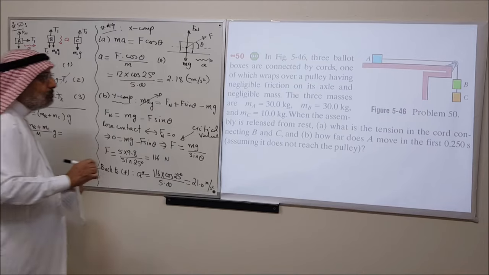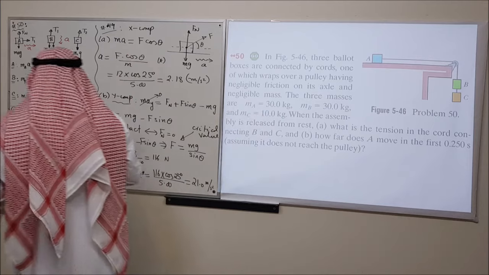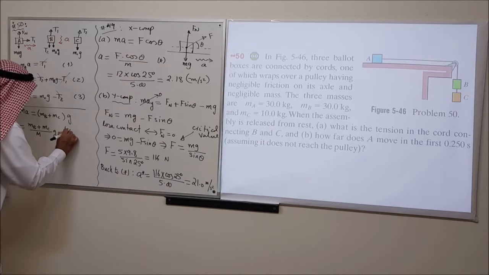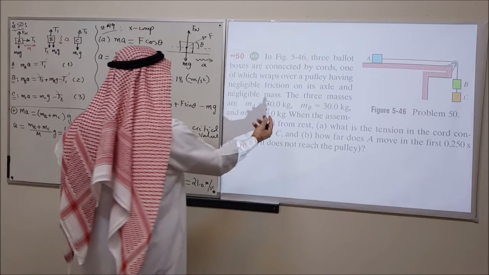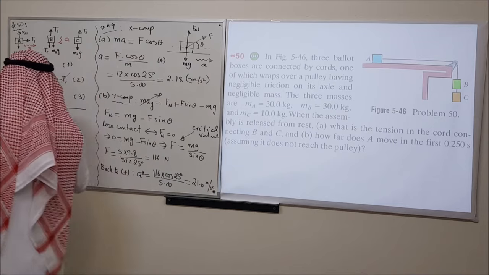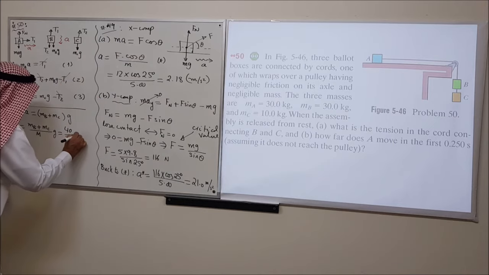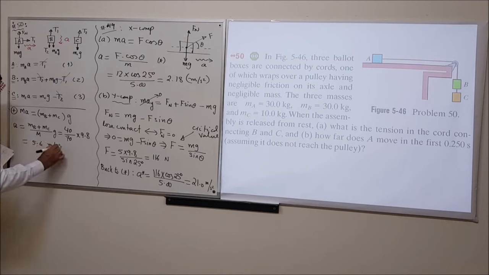What is mB? 30, mC 10, so that will be 40 over the total mass. 30 plus 30 is 60, 60 plus 10 is 70, multiplied by 9.8, and that will give me the acceleration as equal to 5.6 meters per second squared.